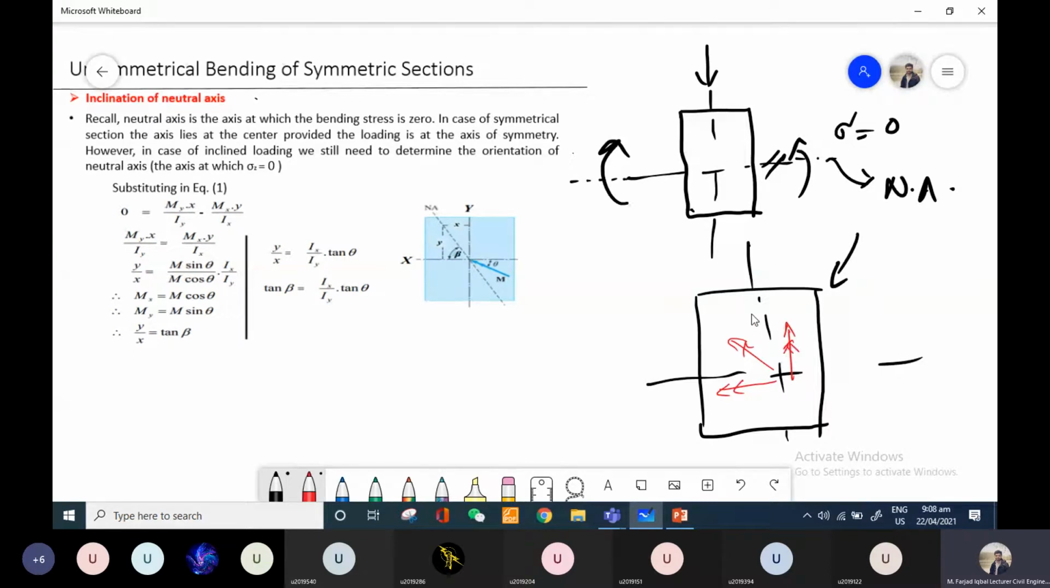Now, in this case, the moment is acting on two axes, right? One is this x-axis, the other one is this y-axis. Now, in this case, there will also be an axis. So, what will be the neutral axis? Will it be this one or this one?